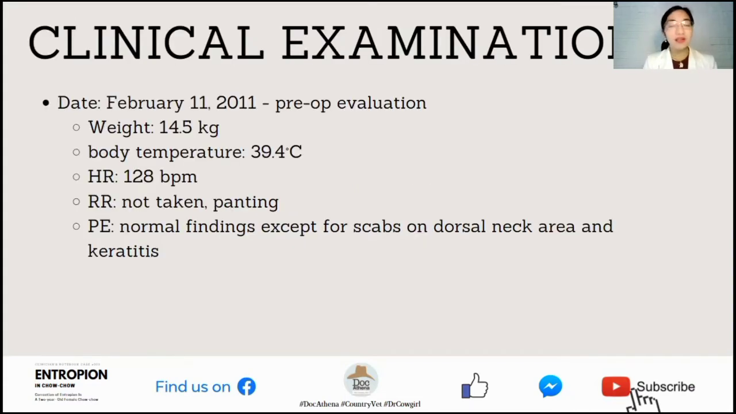With that option, the patient was brought back to the hospital on February 11, 2011 for preoperative evaluation. At that time, patient weighed 14.5 kilograms with a body temperature of 39.4 degrees Celsius. Heart rate was 128 beats per minute and respiratory rate was not taken because the patient was panting. For physical exam, everything was normal except for scabs on dorsal neck area and keratitis.